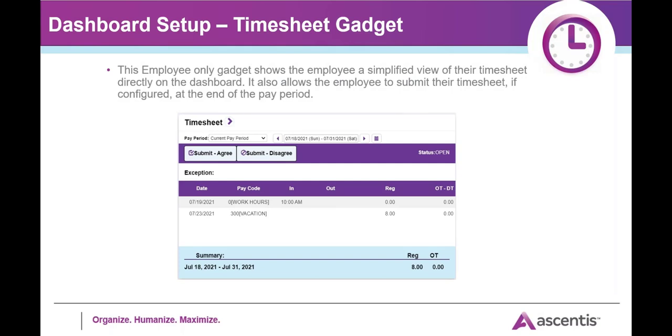The next one is the timesheet gadget, and this is employee only. So this will give the employee that simplified view of their punches or records on the timesheet for that pay period. And in this case, I also have submit options for this employee to agree or disagree based off of their settings.